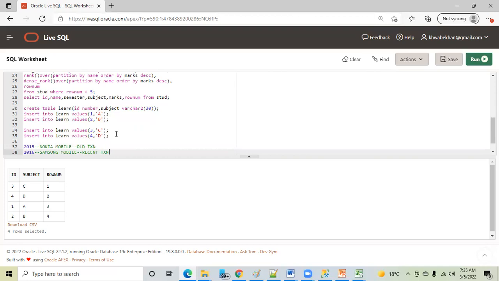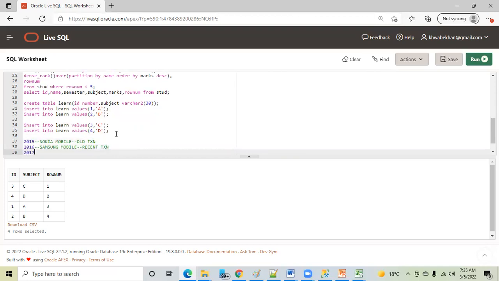Not clear? Okay, one more example. In 2017, you bought a Redmi mobile. Now, which is your recent transaction? Redmi. This is your recent transaction. This is your last transaction, and they are all getting changed, right? This is your previous transaction.